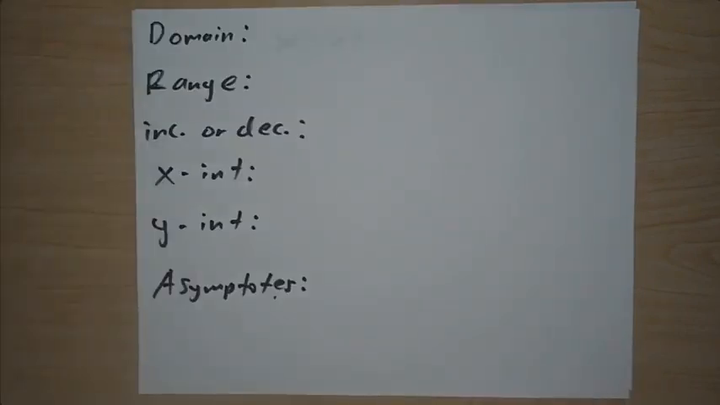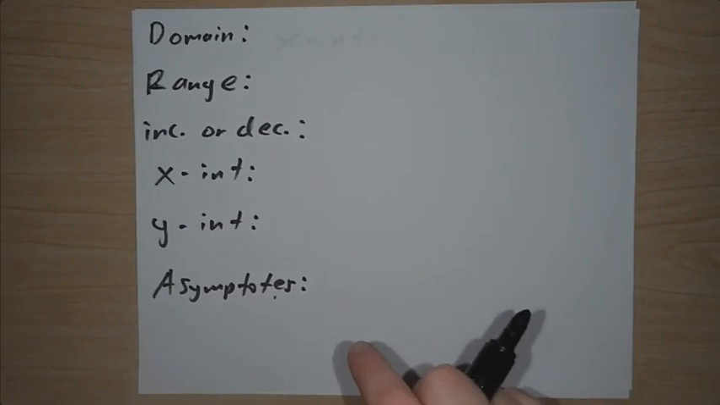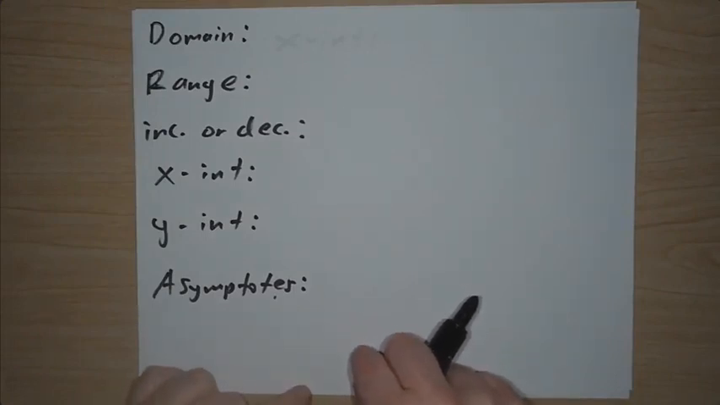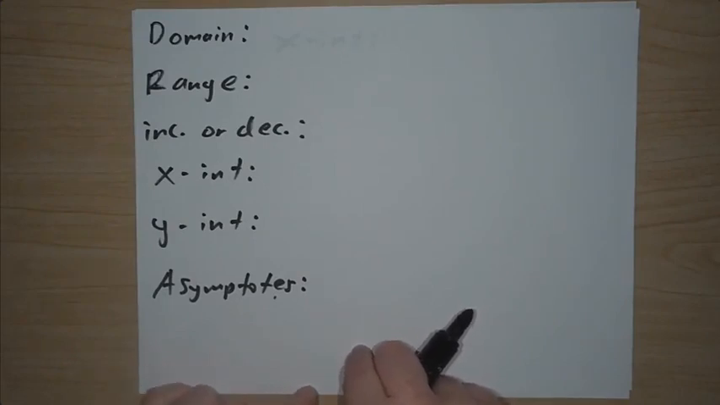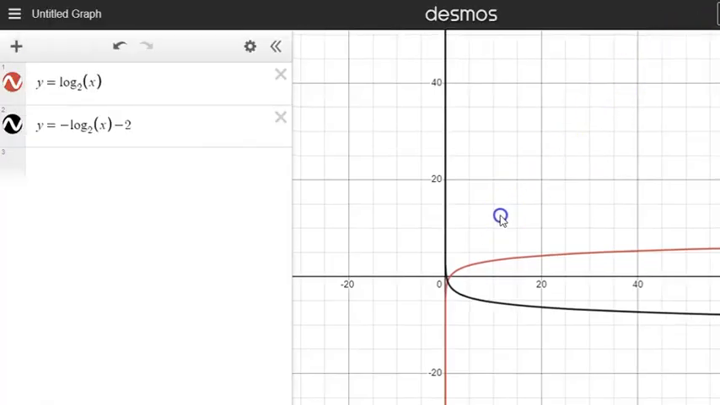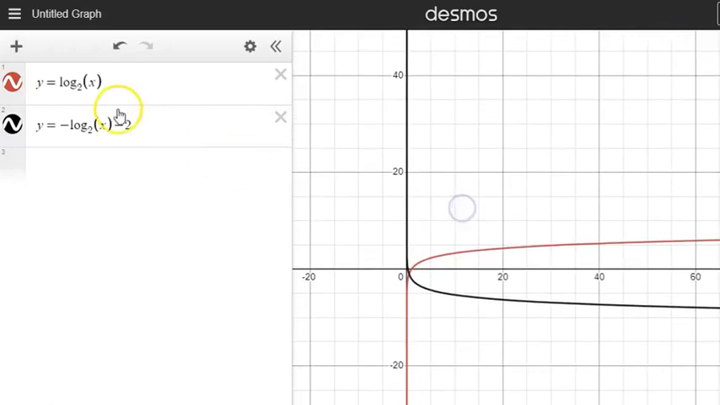So in part 2, I want to determine some key information about this function, such as its domain, range, whether it's increasing or decreasing, whether it has x or y intercepts and what they are, and if it has any asymptotes. So first we'll look at domain. We're going to see what we graphed last time. The function in red is the more basic function that we transformed into the black function here, which is the one we were assigned.